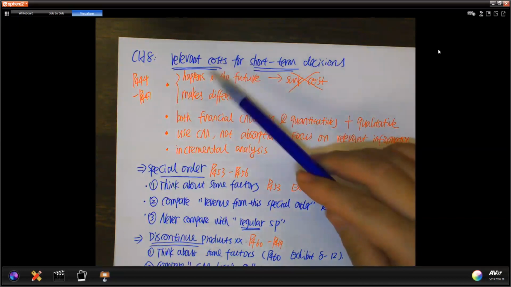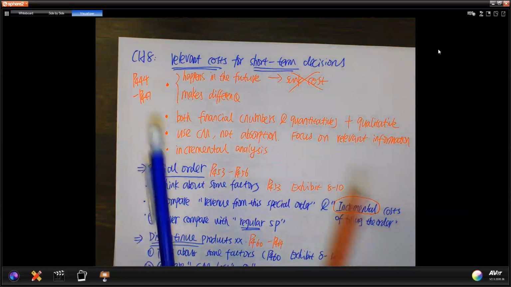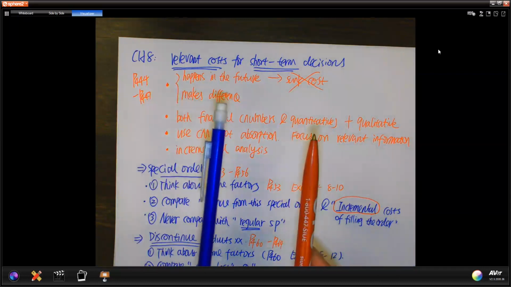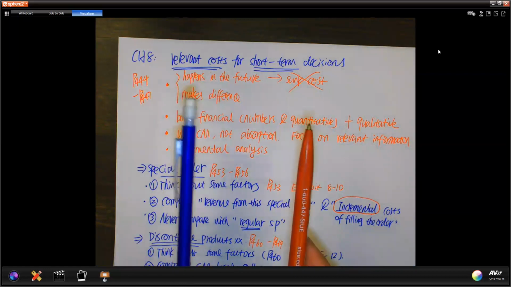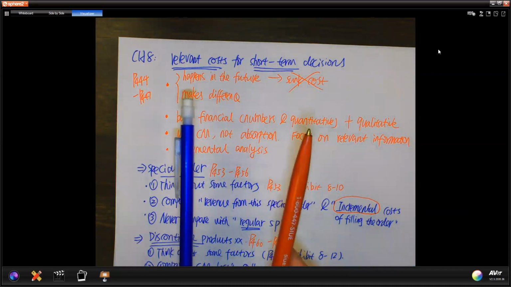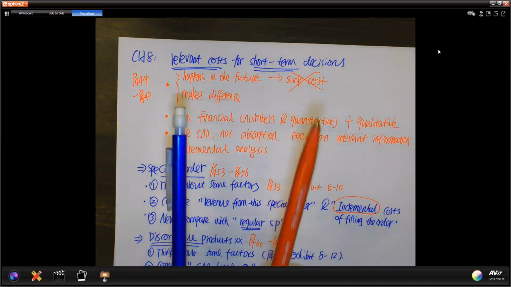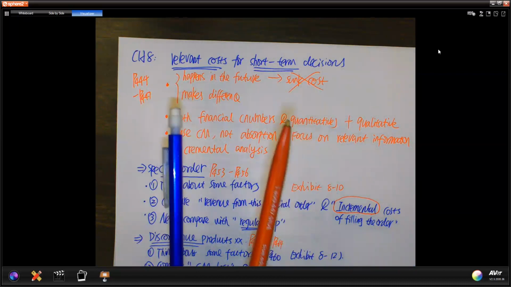And then relevant information can be financial, can be numbers. You buy Honda, it's $10,000. You buy Toyota, it's $11,000. So there is a difference, then that will be relevant. But it can also be non-financial factors. What's the meaning? You say, hey, I have two pens, right? One is blue, one is red. I like red. So they are the same price, $1, $1. But because of the red, it's non-financial. It's not just about the price, but because of the color, or the quality, or the design. So that also makes differences. That will also be relevant.